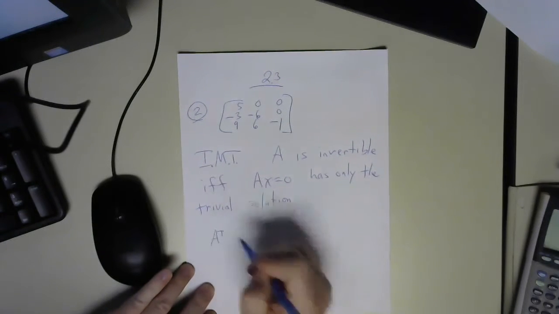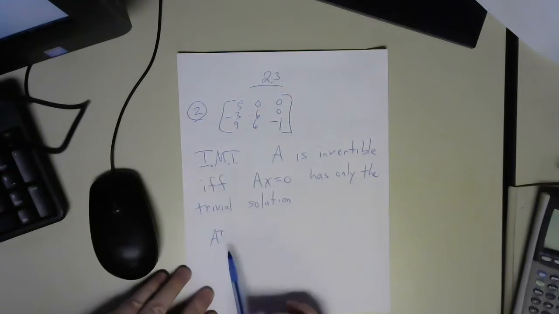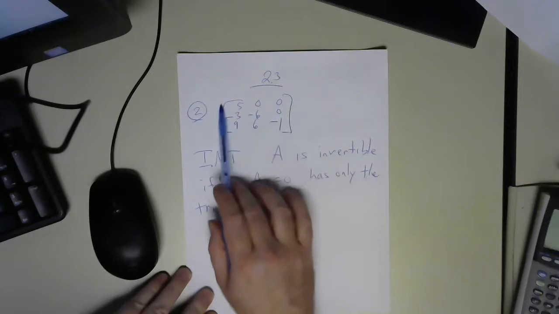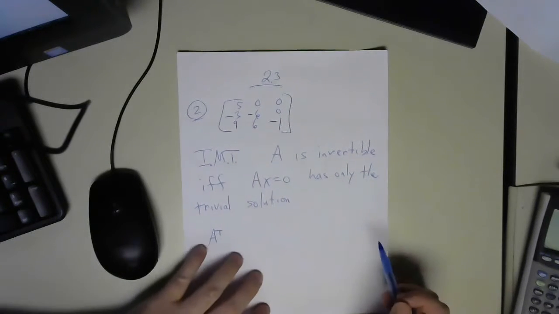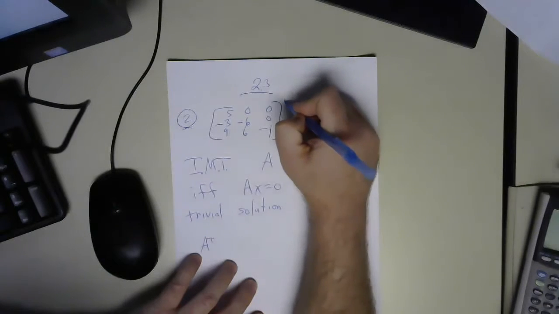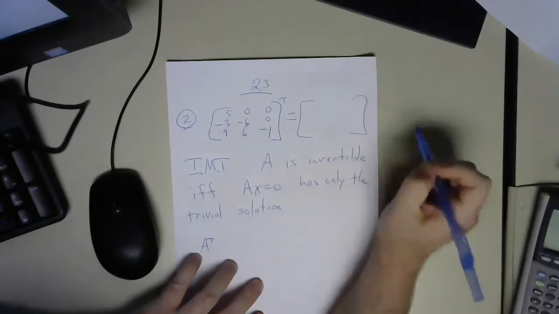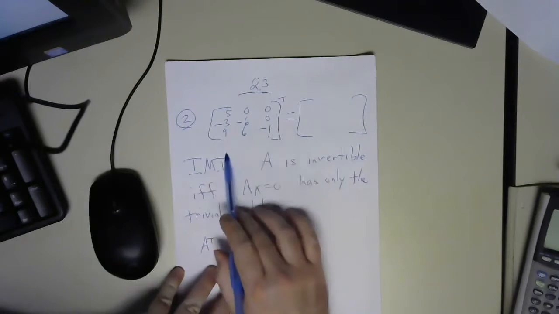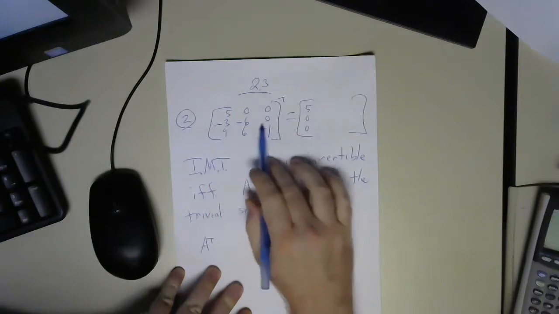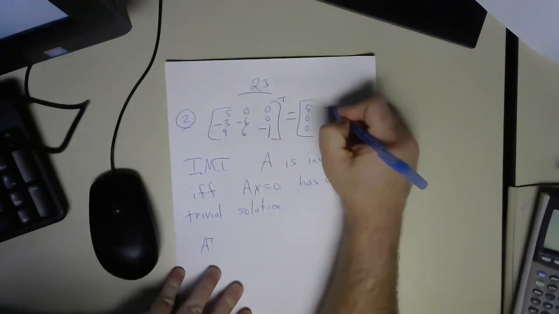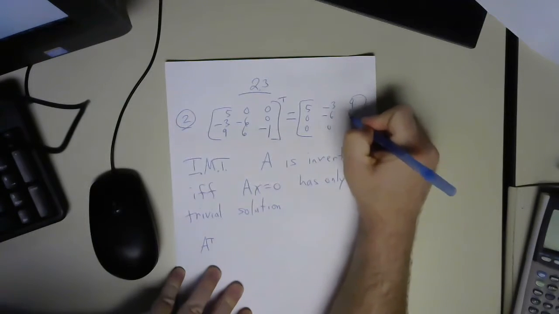A transpose. And remember, that means you switch around the rows and the columns. And I think it's much easier to show that the transpose of this matrix is invertible than the original matrix is. And let me prove that to you. If I find the transpose of this matrix, what was a row becomes a column. So 5, 0, 0 turns into column 1. Row 2 turns into column 2. Row 3 turns into column 3.